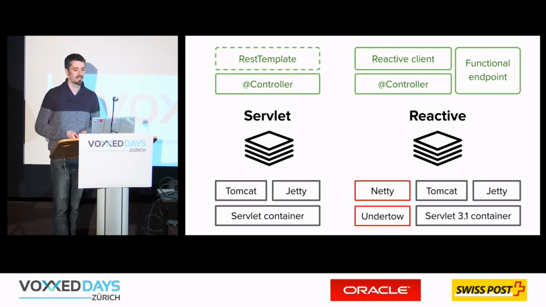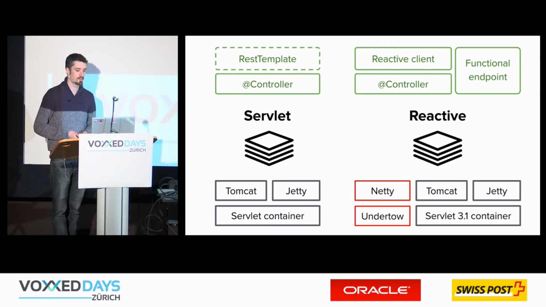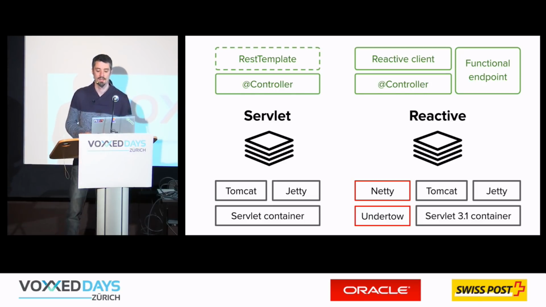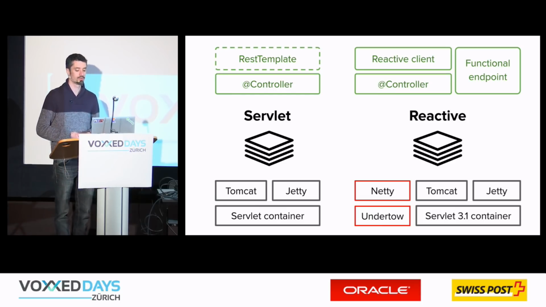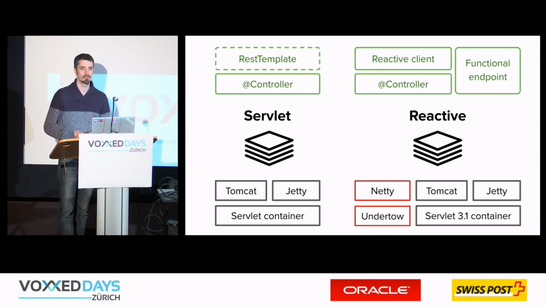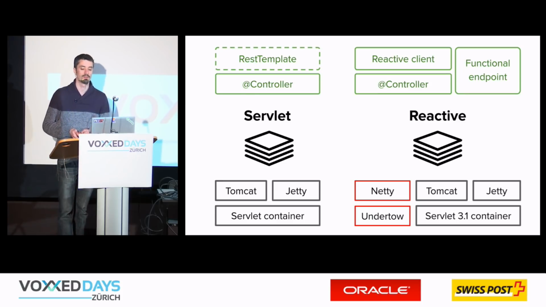So you basically have two parallel stacks. The servlet one, which is based on the annotated controller programming model, based on servlet containers like Tomcat and Jetty. And you have the new reactive stack, Spring WebFlux, which allows using new runtimes like Netty and Undertow without using any servlet API. It still reuses the annotated controller programming model, but also provides a functional endpoint programming model that we are going to see at the end, and provides a reactive client.